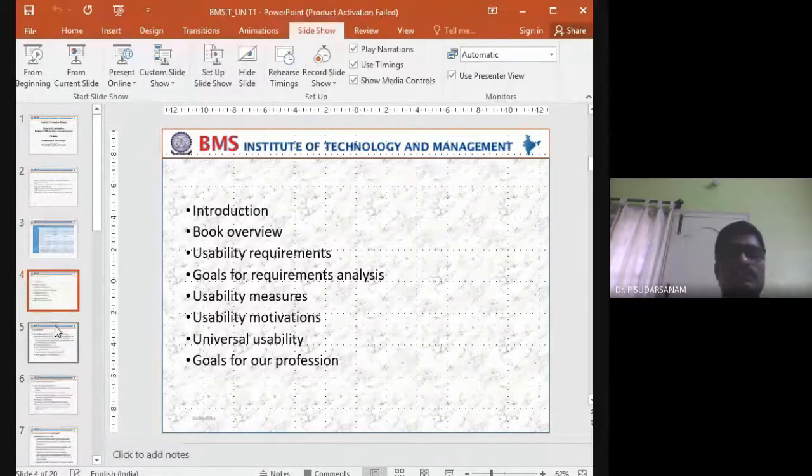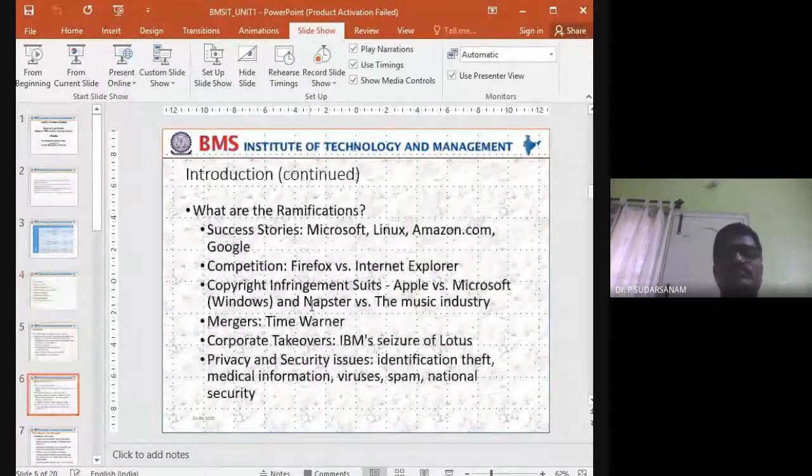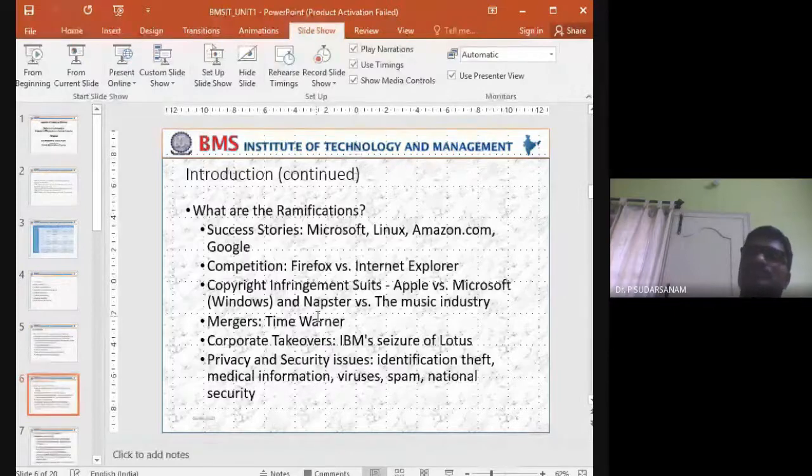Now we'll move to the next slide. This is the introduction, what we have to learn. What are all the ramifications? The examples are the success stories. We can see the examples, they have already given. Microsoft: whatever operating system they have done, they have succeeded already. That is also one example.